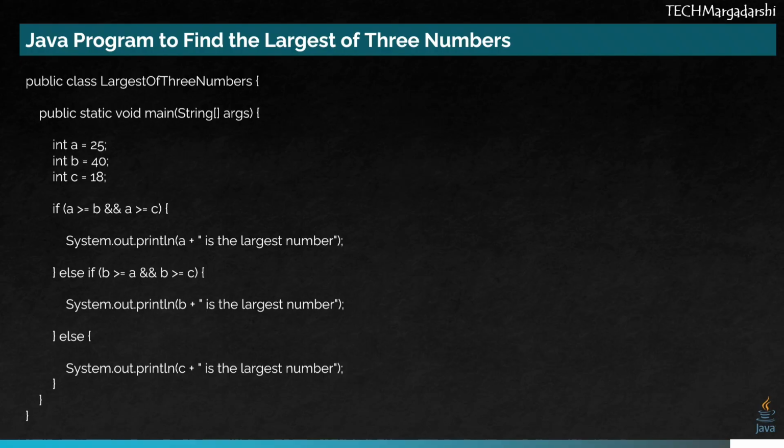Let's understand how to find the largest among three numbers in Java. First, we declare three integer variables named a, b, and c and assign them the values 25, 40, and 18 respectively. Next, we use an if-else statement along with the logical and operator, double ampersand. We first check whether a is greater than or equal to both b and c. If this condition is true, then a is the largest number.